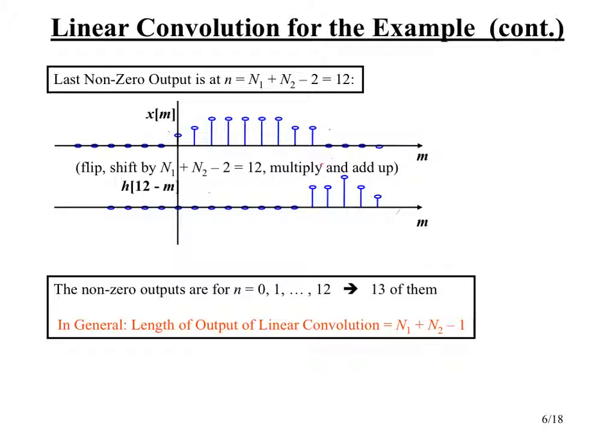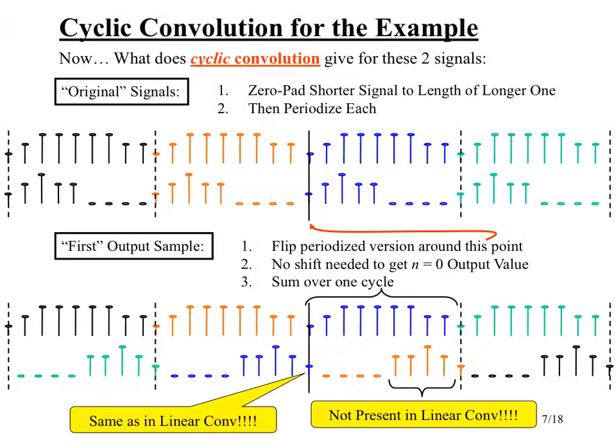So in general, if we're convolving something that's length n1 with something that's length n2, the length of the output after linear convolution will be n1 plus n2 minus 1. So we just demonstrated that for this case, and we can show that that's true in general. So let's keep that in mind now as we go to the next slide and think about cyclic convolution.